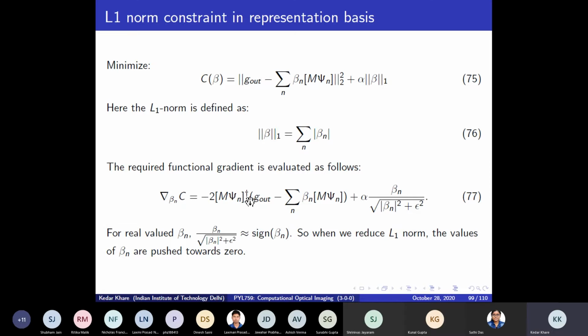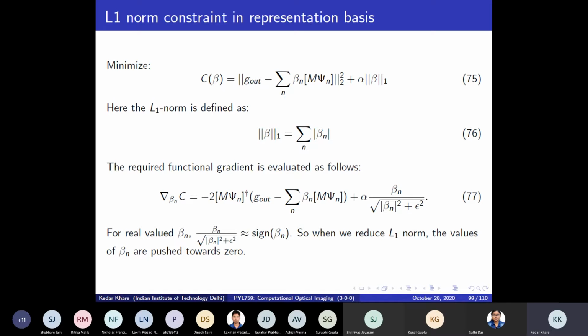So again, forget about this n index here. It is M psi dagger. All right. Okay, so let's move on.